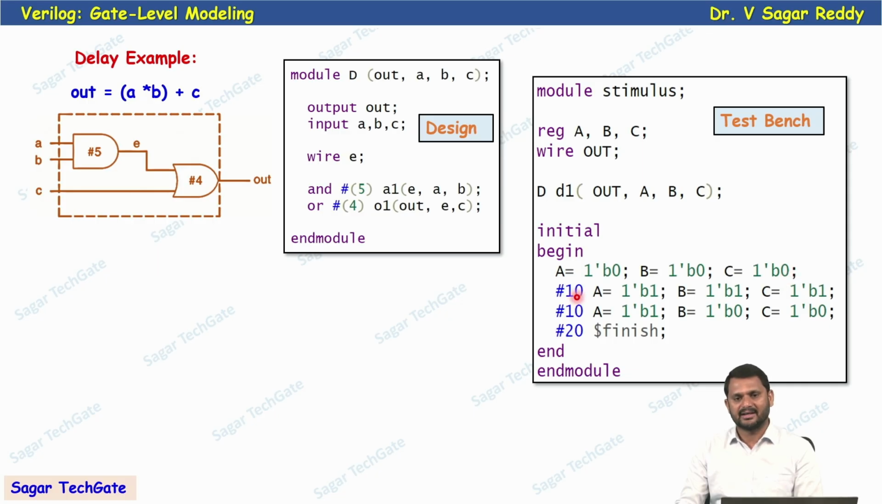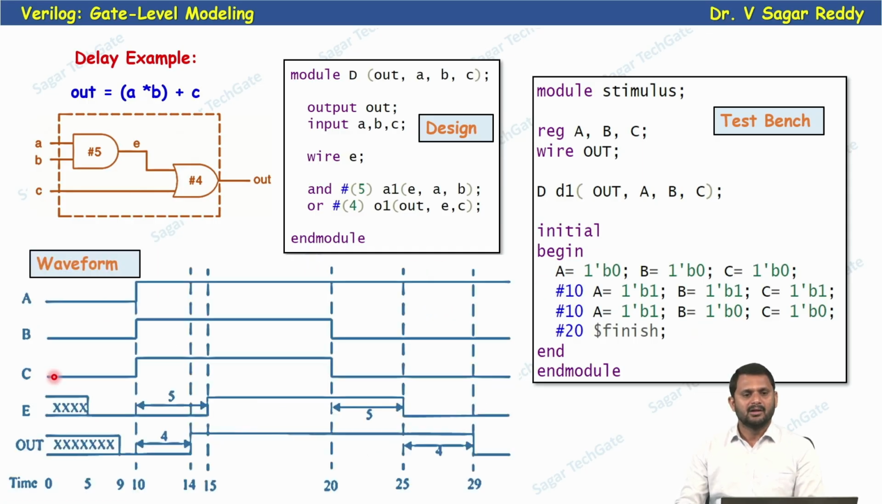After a 10 time unit delay, I'll change all values to 1. And after another 10 time unit delay, a becomes 1, as b equal to 0 and c equal to 0; like that I'll change. After 20 time units, I'll finish this simulation. Don't worry, I'll explain in detail how to write these test benches in coming lectures, right?